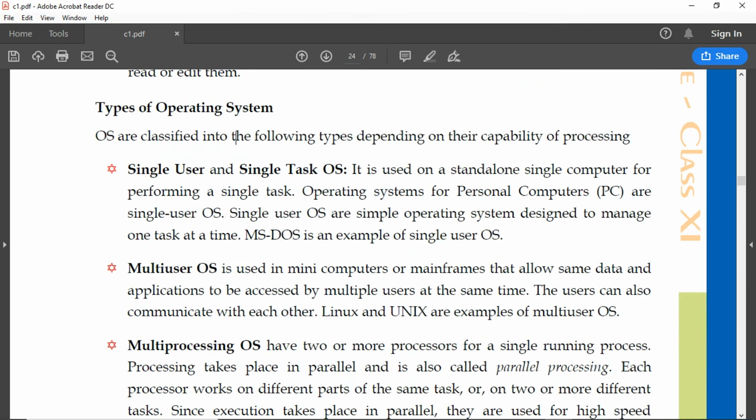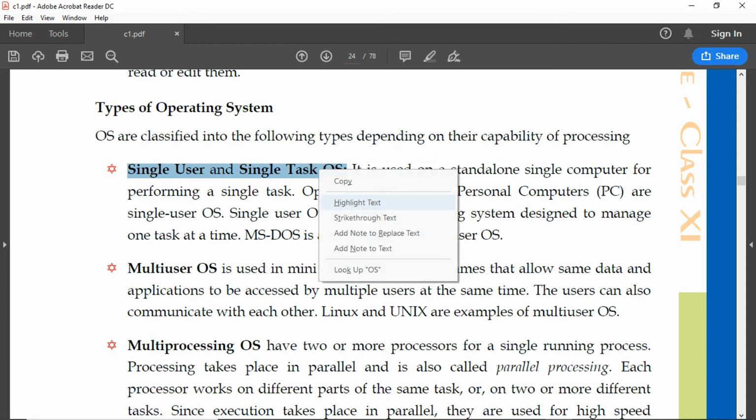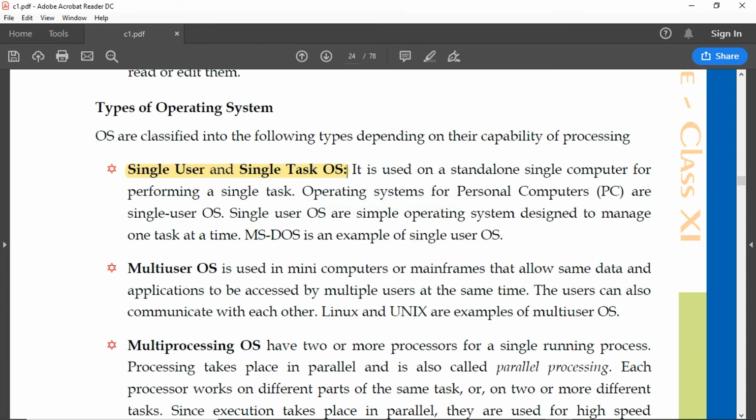Types of operating system. OS are classified into the following types depending on their capability of processing. Single user and single task OS is used on a standalone single computer for performing a single task. Operating systems for personal computers, PC, are Single User OS. Single User OS are simple operating systems designed to manage one task at a time. MS-DOS is an example of Single User OS.